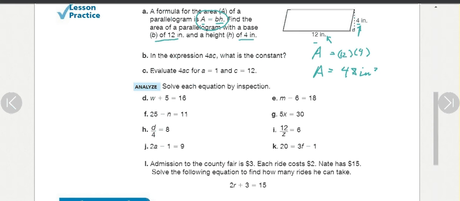I want you to answer letter B and C, D and F, H and J. Those 6. Really important. Hope it goes well.